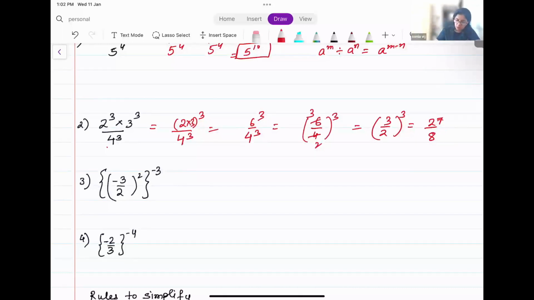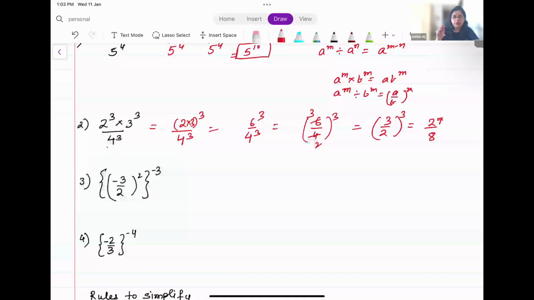So what law have we used? a to the power m into b to the power m will become ab to the power m. And a to the power m divided by b to the power m becomes a upon b to the power m. That means the power goes out of the bracket. It becomes common. Since it is the same in both the cases, we take it out of the bracket and put it as a common thing. Here the law used is minus 3 by 2 to the power 2 into minus 3. The powers get multiplied. This becomes minus 3 by 2 to the power minus 6.